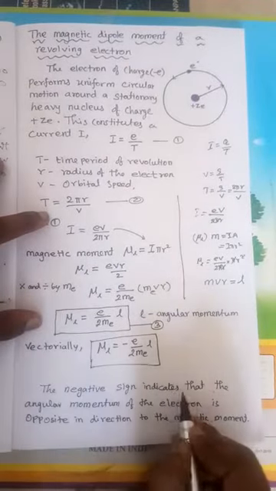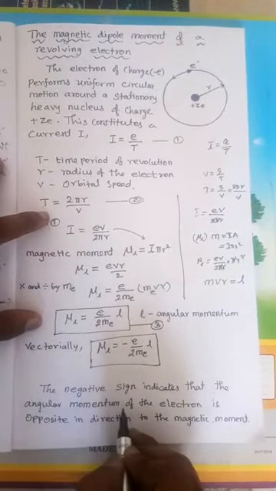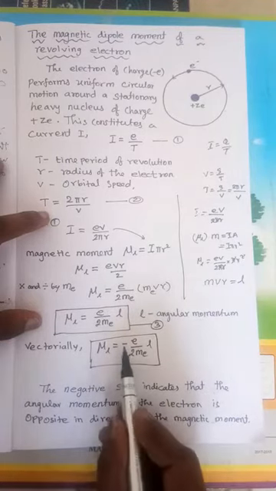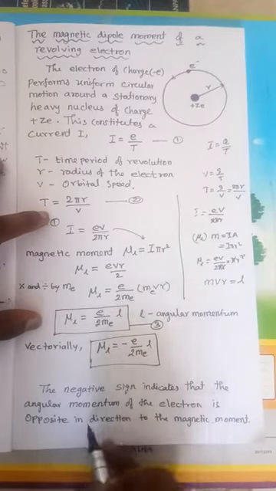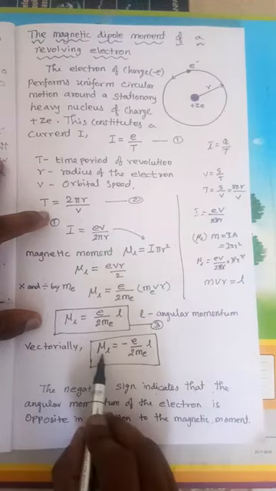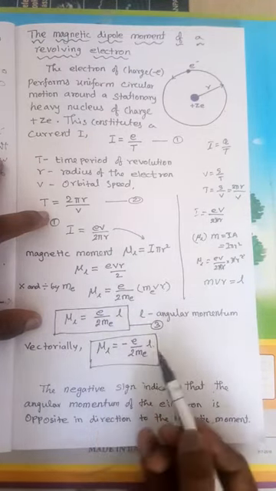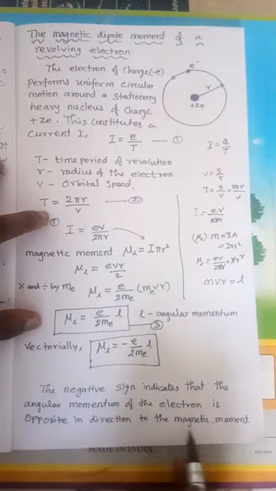The negative sign indicates that the angular momentum of the electron, L, is opposite in direction to the magnetic moment. So what is the relation? The angular momentum and the magnetic moment are always in opposite directions.